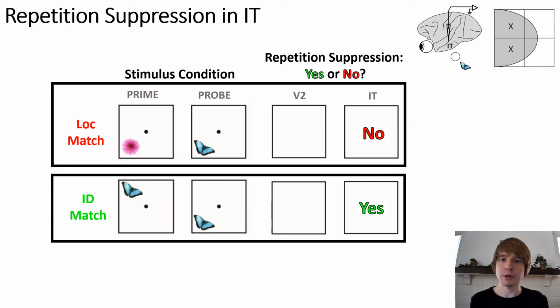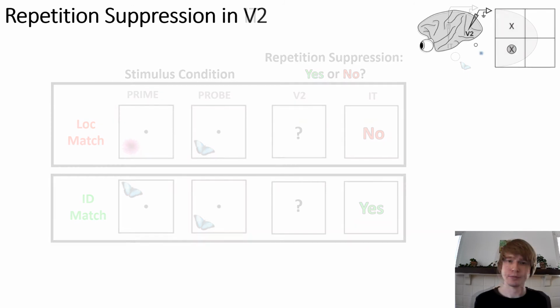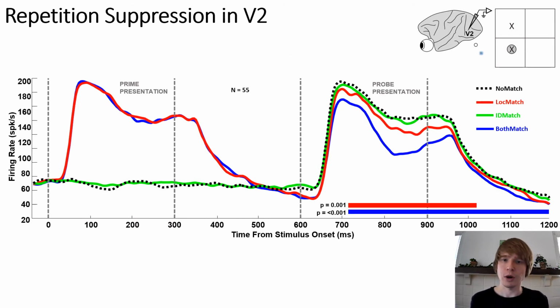Now that we have confirmed the pattern of repetition suppression in IT, we can ask, what happens in the lower order region, V2? What I'm showing here is a peristimulus time histogram of the average response of 55 recorded V2 neurons. The experimental conditions were the same as those used for IT recordings, and the conventions are the same as those used for the IT data.